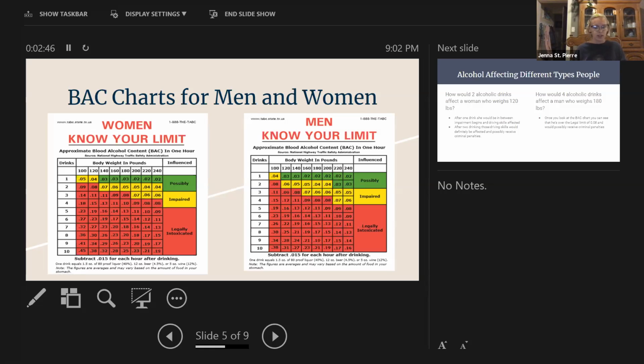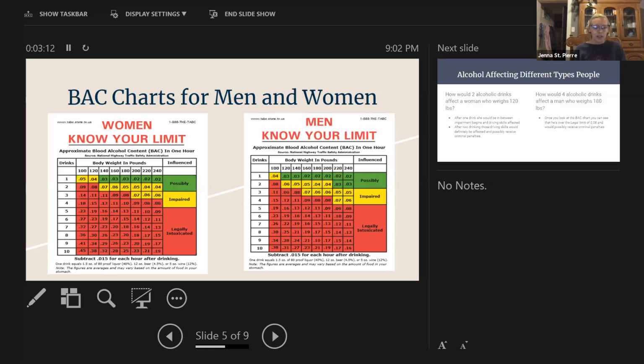You should know your limit at that point. It's up to you on that judgment, but just take into consideration the rule of law. And it's the same on the men's side: legally intoxicated, impaired, and possibly. So we're going to go through a few examples on this page and talk about those. First off, we're going to start with the women's side.